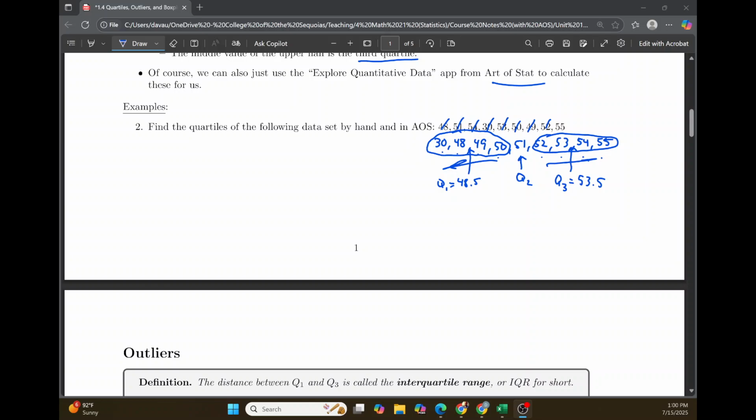As a caveat, I would just say that this doesn't always work out. Sometimes technology will compute things differently than we do when we compute by hand, and that's okay. The values are usually pretty close, if they're not exactly the same. I think we shouldn't have that problem in Art of Stat, because I think Art of Stat will compute these quartiles the way we just went over when we did the calculation by hand. But just know that if you're using Excel or some other tool, you might get slightly different values, and that's okay.